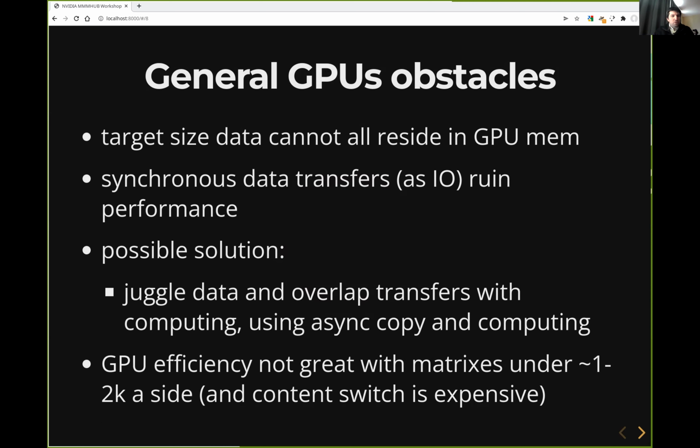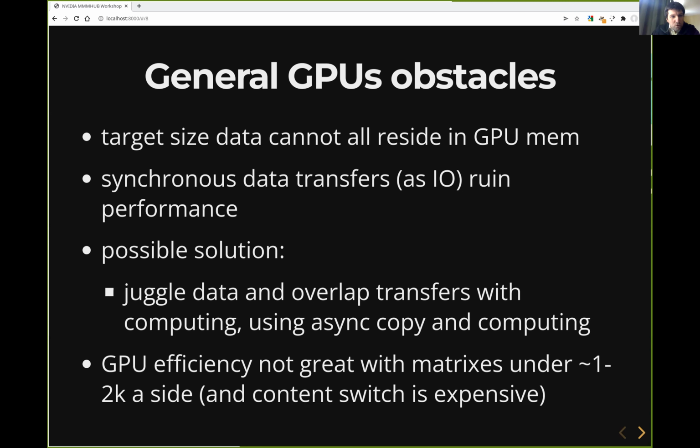General GPU obstacles that need to be considered before doing much: the target size data that we handle usually cannot all reside in GPU memory. The GPU port of the code started development in the time when the V100s and before that the P100s were popular. And these did have quite a bit of memory, but it wasn't really enough to fit everything, even for a moderate size small system. So it has to be a scheme where data is sent back and forth and computing is done asynchronously. That's a juggling of data and overlapping the transfers. I mentioned here using the asynchronous copy and computing.